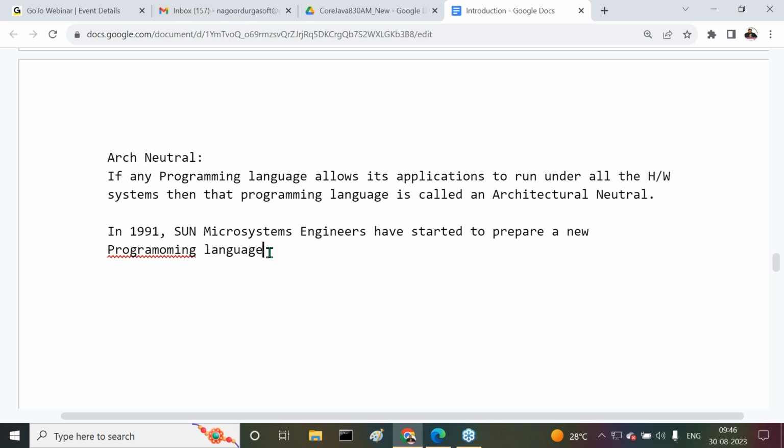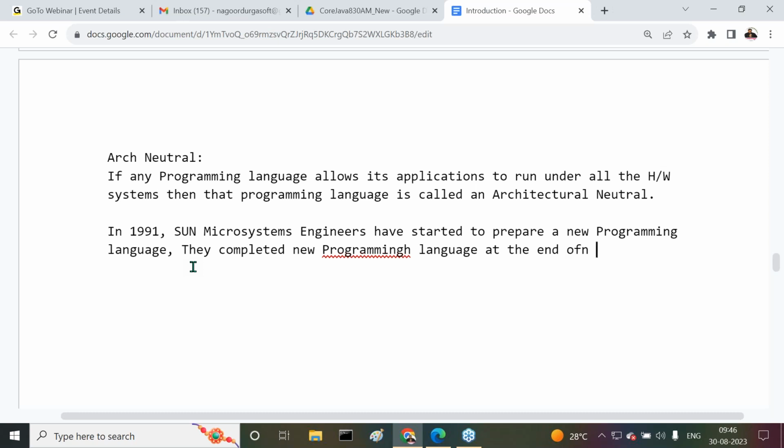Finally, they started to prepare a new programming language. Answer my point clearly. Next one is what they completed, the new programming language, at the end of 1992. They took nearly 2 years of time. Almost 2 years they have taken to prepare that new programming language. At the end of 1992, the new programming language was created. Got it? The new programming language was created.